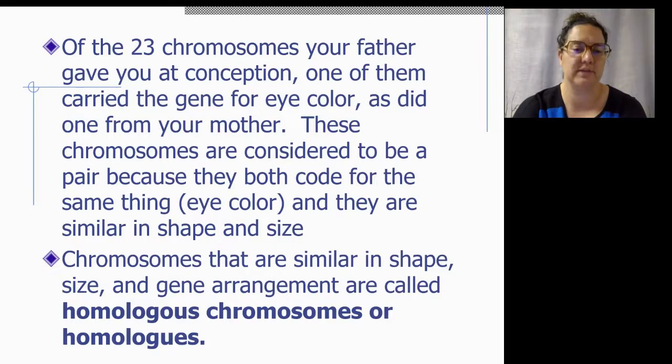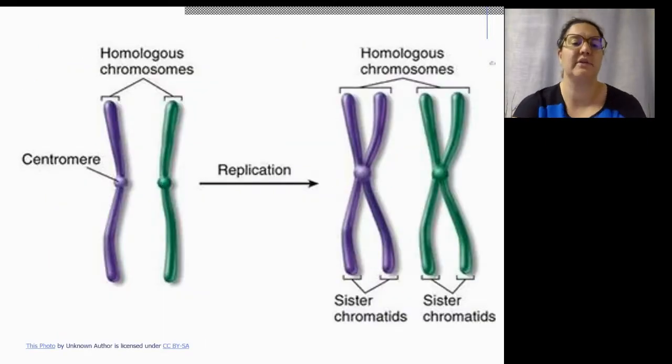for the same genes. So chromosomes that are similar in shape and size and gene arrangement are called homologous chromosomes or homologs. So we see that here. We have the homologous chromosomes, one purple, let's pretend it's from the mother, one green from the father. Then during the process of cell division, each of them will replicate. So then we have 2 purple and 2 green. That way, during cell division, when we have a new daughter cell, each of them will have 1 copy of each, replicating what the parent had originally.